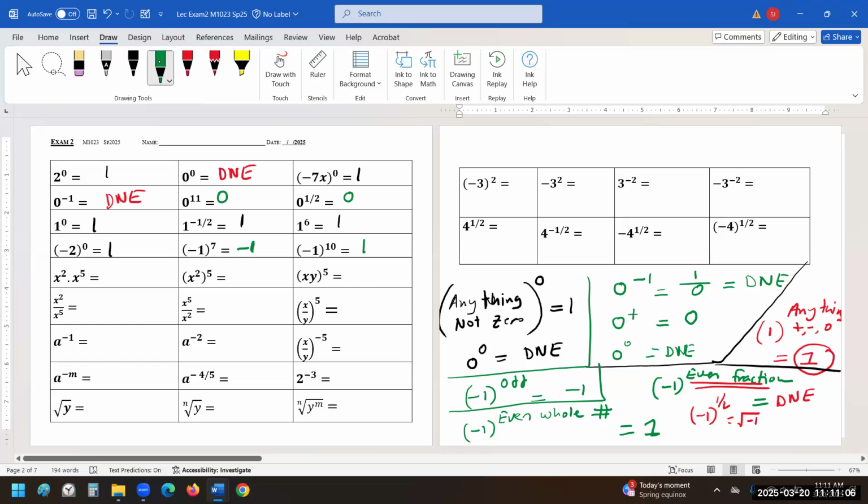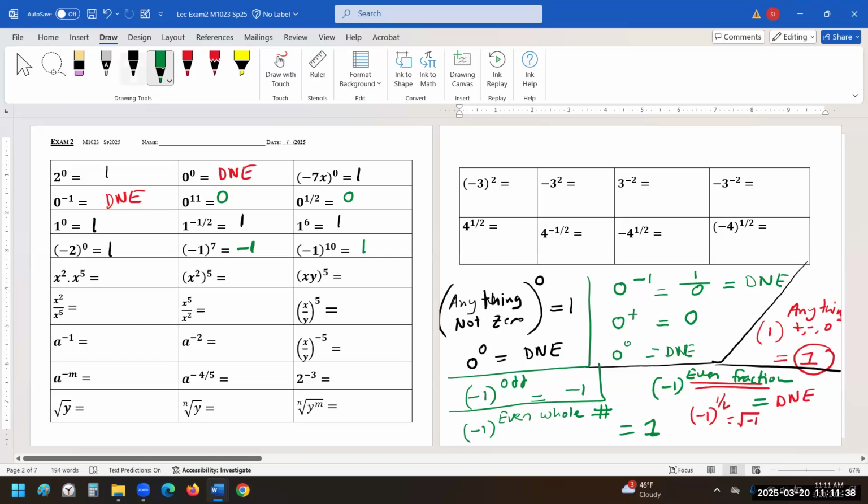So I'm going to actually give you this. What happens when you have a negative even fraction? And what happens when you have a negative even whole number? Or what happens when you have a negative odd whole number and a negative odd fraction? Okay. So these are the rules for 0, 1, and -1, and the rest are exponent rules for the general case.